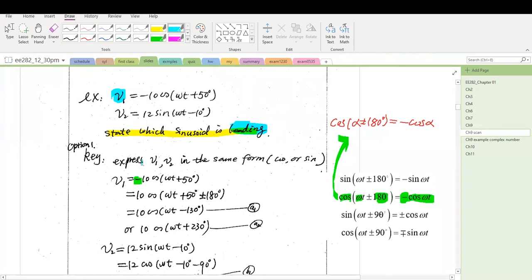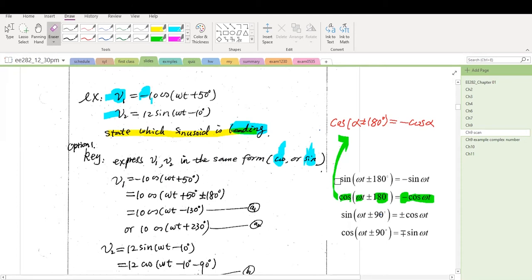To solve questions like this, we want to express V1 and V2 in the same form, either a cosine or a sine without a negative sign at the front. So let's express both waveforms in the format of cosine. Of course, you can choose to express it in sine. That's doable too. Okay, V1 equals minus 10 cosine. Here, we want to get rid of this minus sign, otherwise you cannot compare the phase.